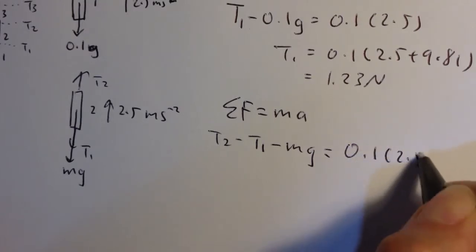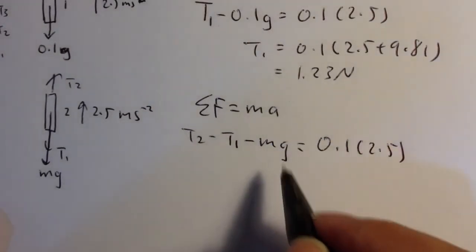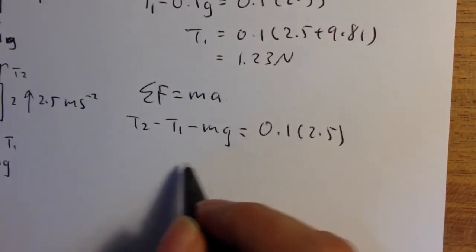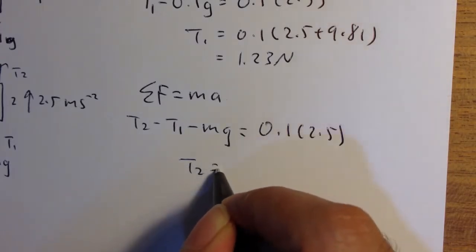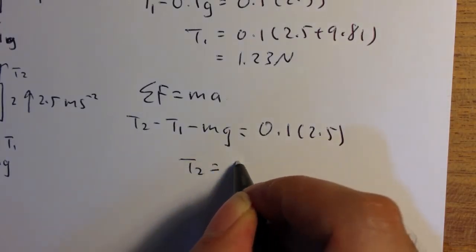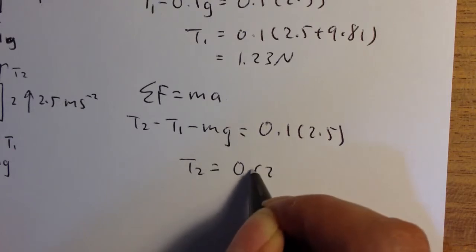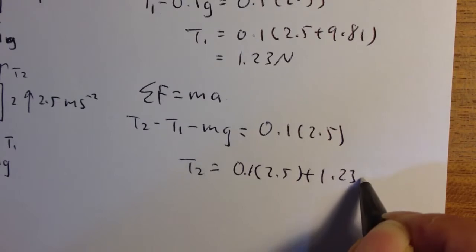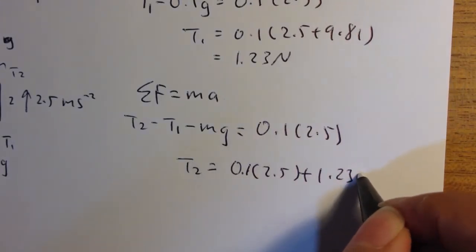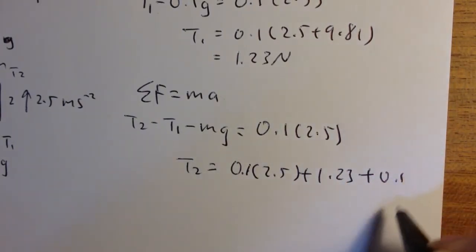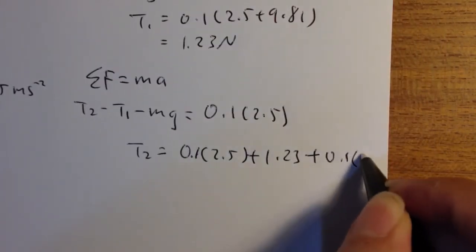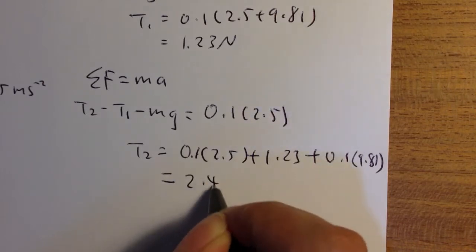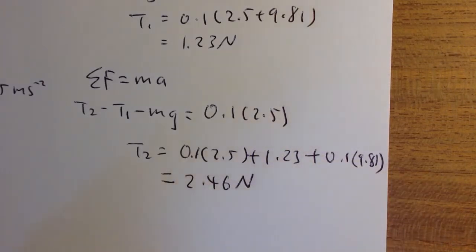0.1 times 2.5, right? Now I already calculated T1 to be 1.23. So I move T1 and mg to the other side. I should be getting T2 is equal to 0.1 times 2.5 plus 1.23, plus 0.1 g, with g as 9.81. That should give me 2.46 Newton.